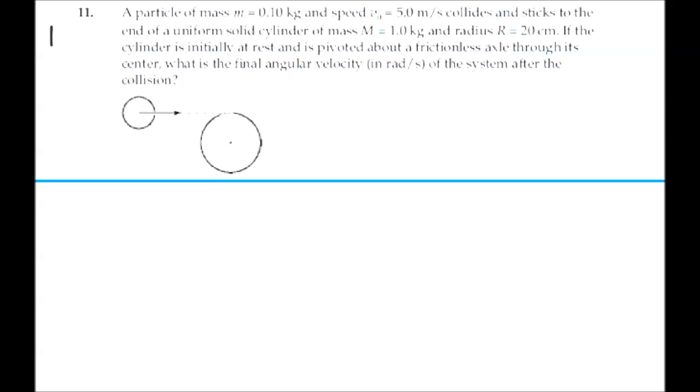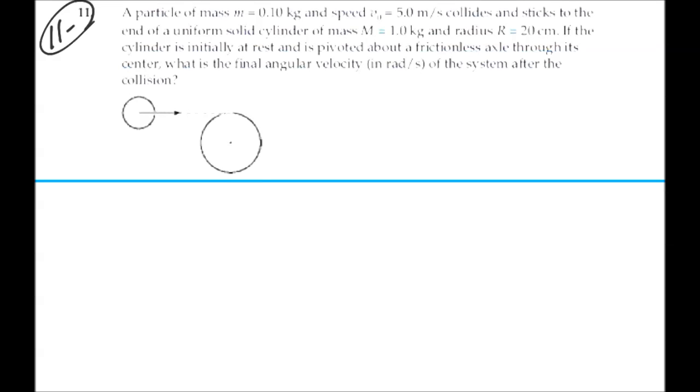Here's problem 1111. A particle of mass 0.1 kilograms and speed 5 meters per second collides and sticks to the end of a uniform solid cylinder of mass M equal to 1 kilogram and radius big R equal to 20 centimeters. If the cylinder is initially at rest and is pivoted by a frictionless axle through its center, what is the final angular velocity in radians per second of the system after the collision?